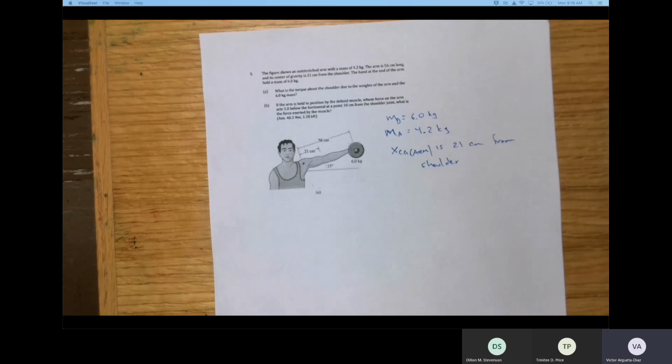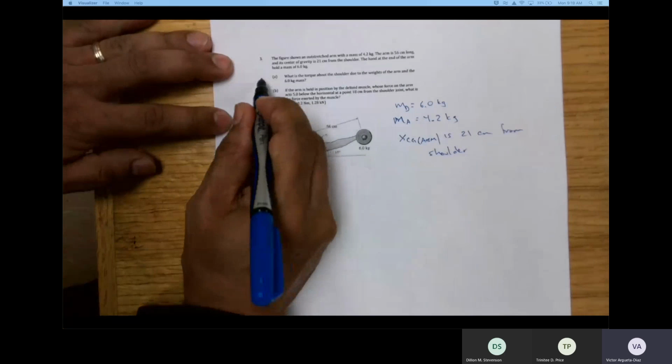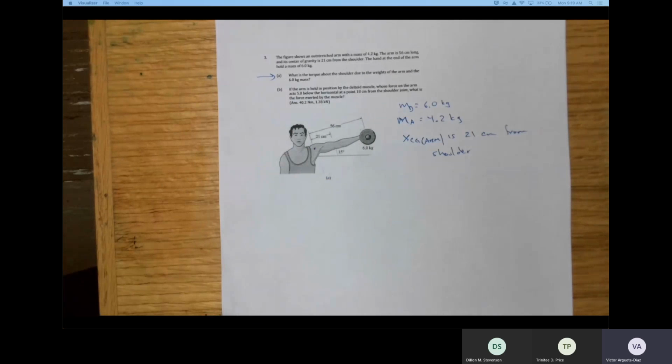Now, we don't have any information about the deltoid. We're just going to do part A right now. And the only thing that you want to know is what is the torque on the shoulder. We don't want to find out what is the force that is required to stabilize the arm or to hold it in position. The only thing we want to find out is what is the torque on the shoulder, okay? So I'll give you 5 minutes and then we'll do it at the end.